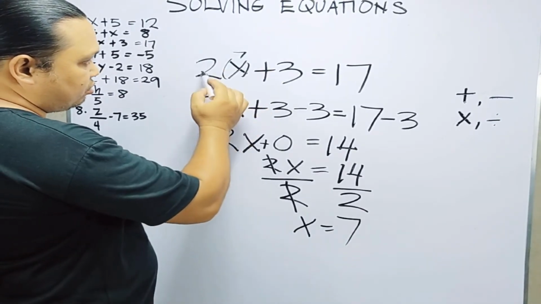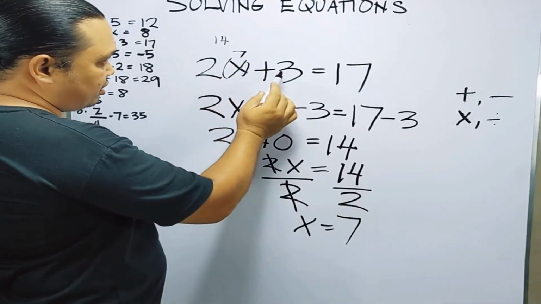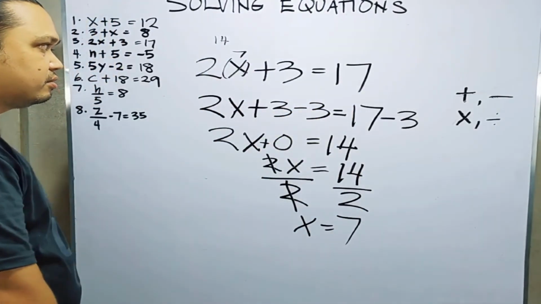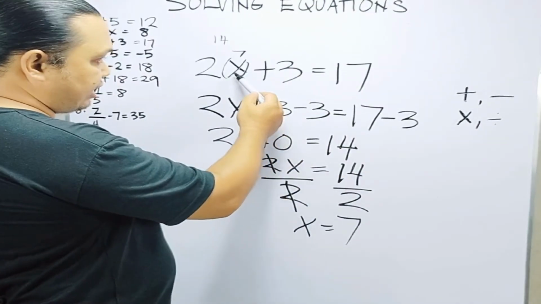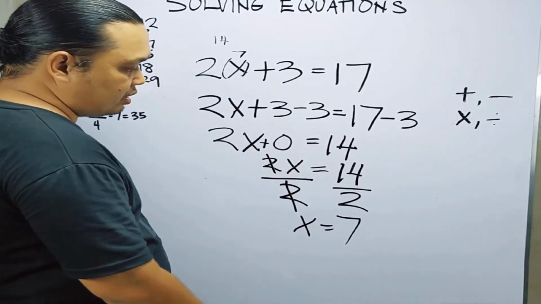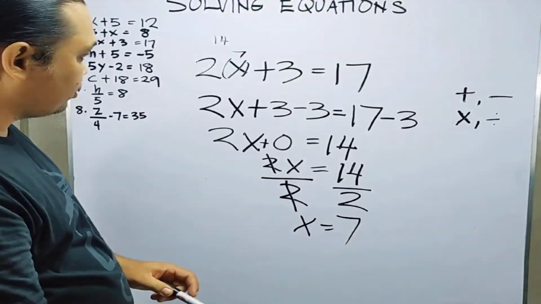If you're going to check, x is 7. Now 2 times 7 is 14. 14 plus 3, that's 17. So they are equal. We need to say that x, our variable, is equal to 7. That's how you solve equations.